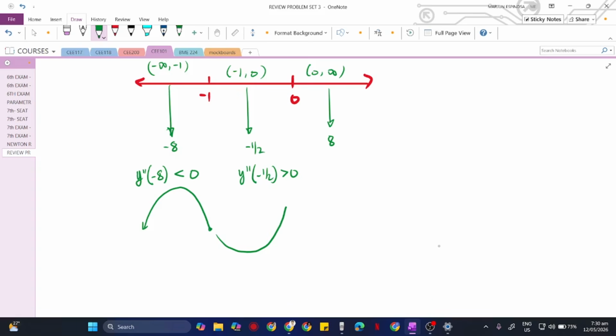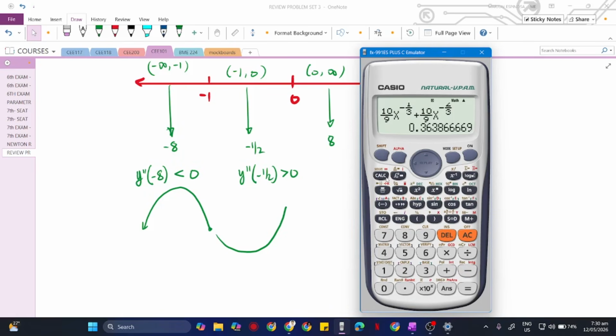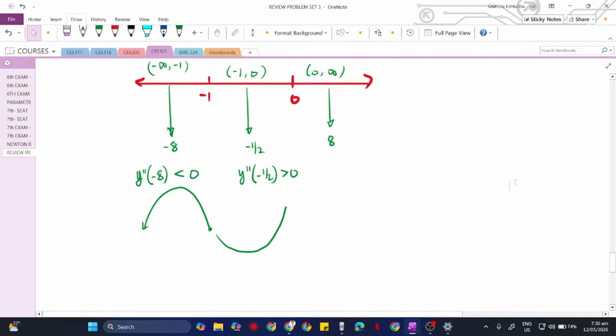Then lastly, itong 0, any values papuntang positive infinity. So, gawin natin, calc. Gawa tayo ng 8. Okay, so that is positive also. So, yung y double prime of 8 pala is also positive. So, ano mangyayari niyan? Parang ganito yung graph natin, concave upward, tapos concave upward pa rin.